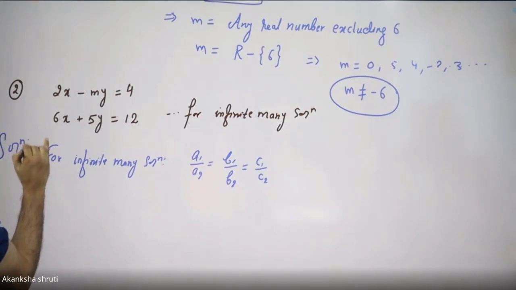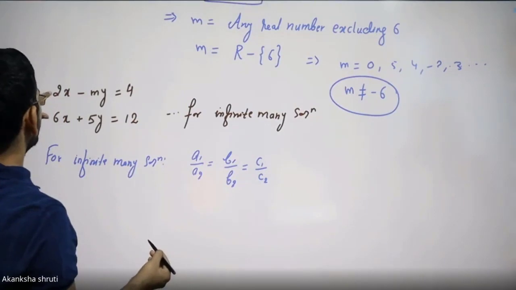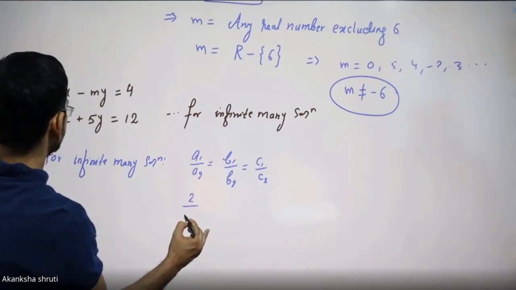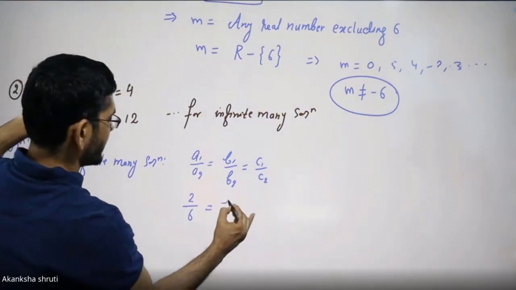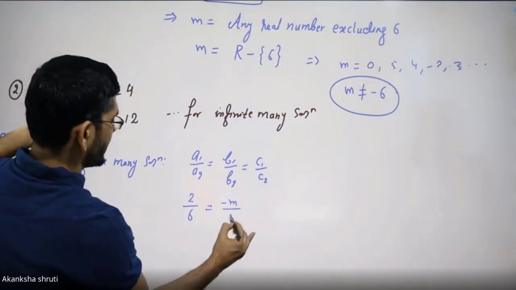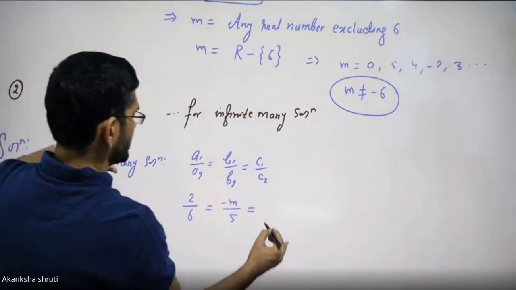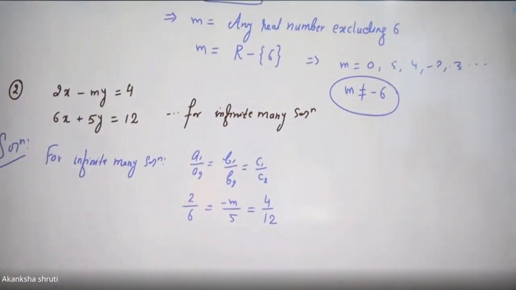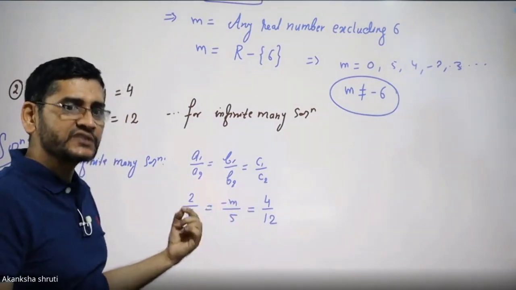Students, go for substituting the values of A1 by A2, B1 by B2 and C1 by C2 here. A1 means from the first equation, it is our 2, by the second equation, 6, should be equal to B1, from the first equation, minus M, B2, 5, and this should be equal to C1, which is 4, by 12. Okay students? So this we need to find. Now keep in mind, there are 2 equal signs in between this. So 3 ratios are equal.